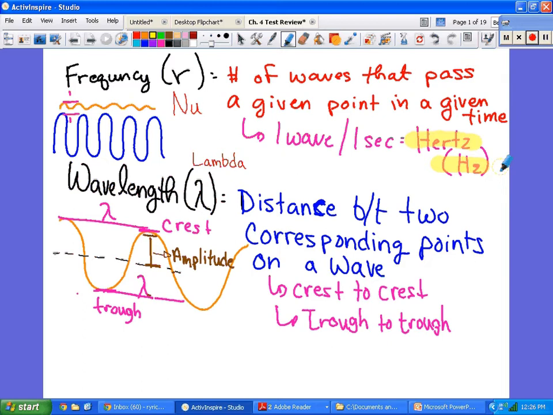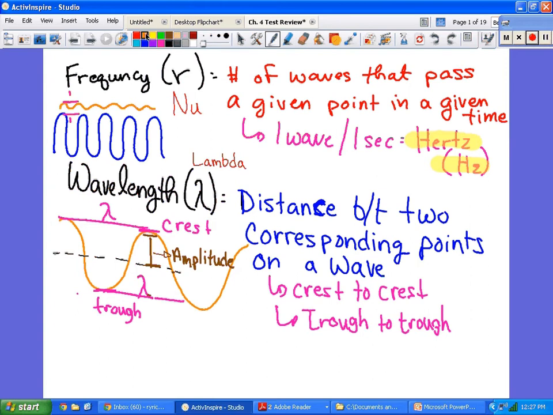If something is traveling at the speed of light, which FYI, you need to know that number, you need to have it memorized, we'll talk about it in a second, you can understand why so many of these things pass a point at a given second. There's no way I can make a million claps in a second. Not that good. So that's what I need you to understand about frequency.